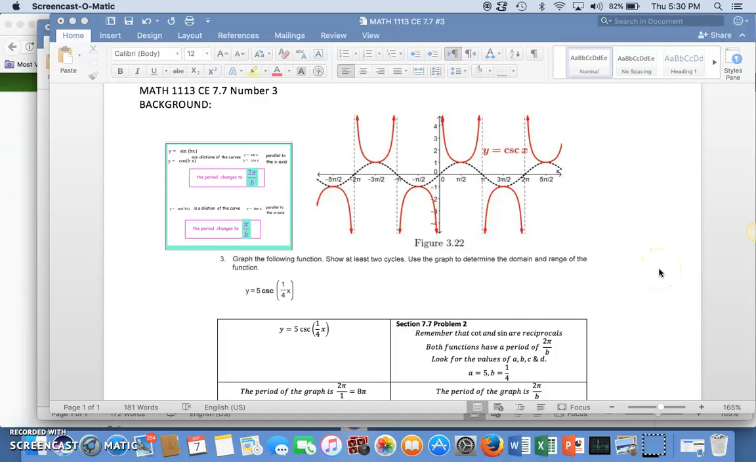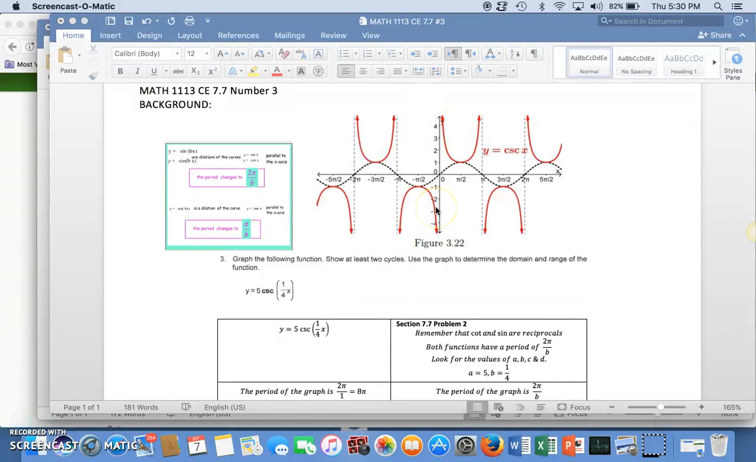Okay, this is problem number 3 in 7-7, just a review of periods. Sine and cosine are 2 pi over b, therefore their reciprocals, which are cosecant and secant, would have the same period. Tangent's pi over b, its reciprocal would be cotangent. This is the cosecant graph, and that's what this particular problem is keying into.